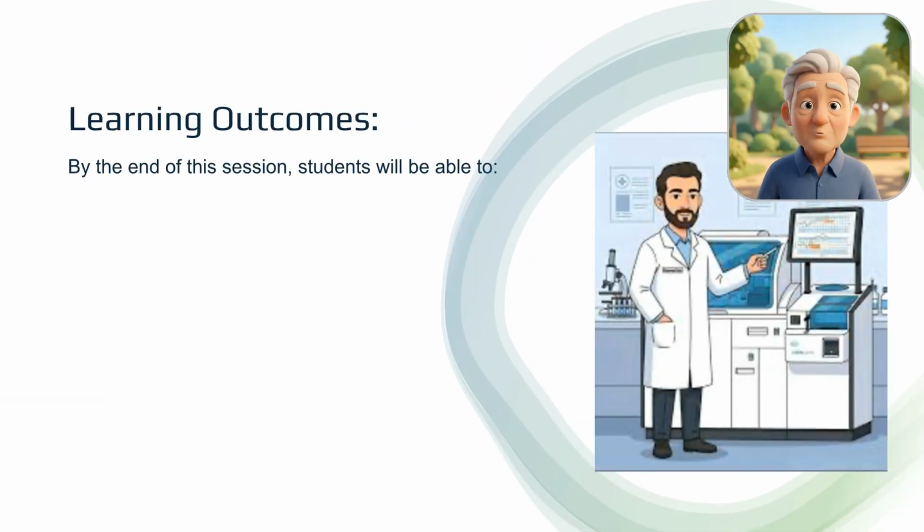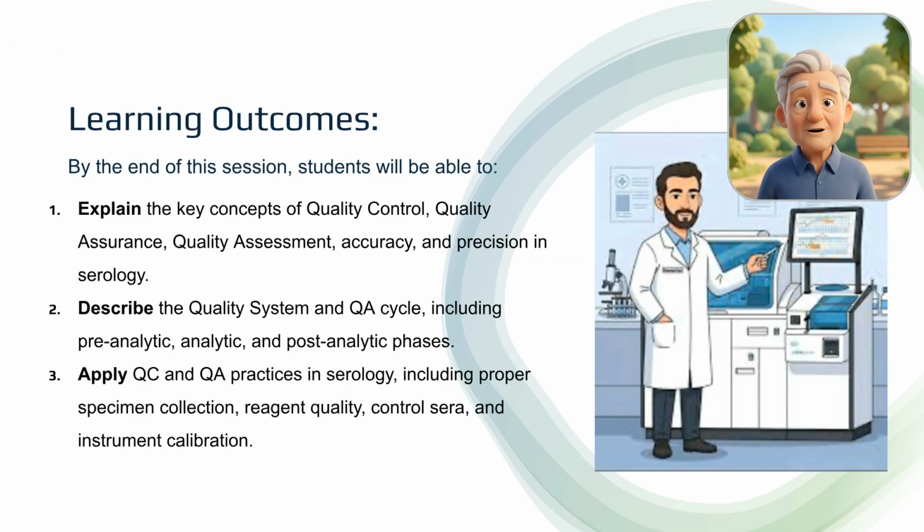By the end of this session, you should be able to explain the key concepts of quality control, quality assurance, quality assessment, accuracy, and precision in serology. You should also be able to describe the quality system and quality assurance cycle, including the pre-analytic, analytic, and post-analytic phases. Lastly, you should be able to apply QC and QA practices in serology, including proper specimen collection, reagent quality, control sera, and instrument calibration. So please remember that this topic is not only theoretical, it is closely related to daily laboratory practice.